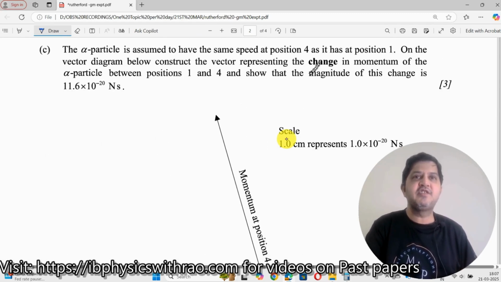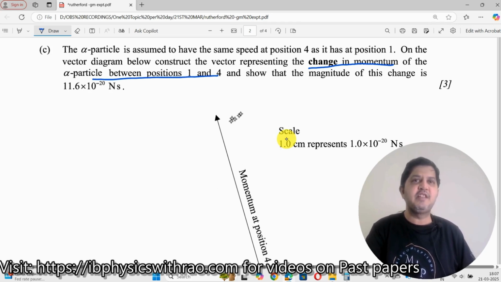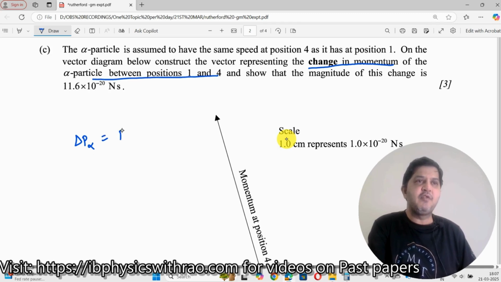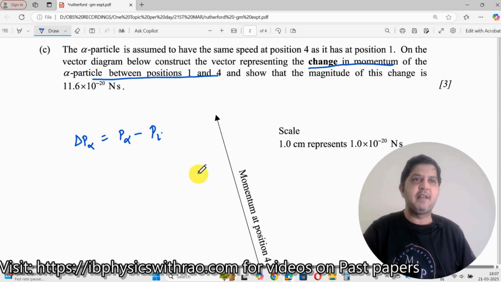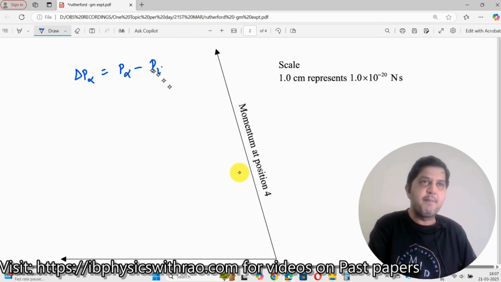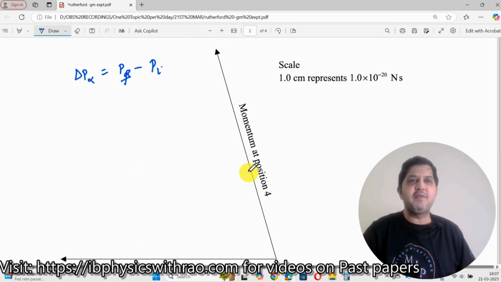What is the change in momentum of the alpha particle between positions 1 and 4? When you talk about change in momentum, let me call it delta P. Delta P alpha I need. Now how do you relate this? This should be equal to final momentum minus initial momentum. Right? I write P final minus P initial. Now which one is the final momentum over here? This is your final momentum.